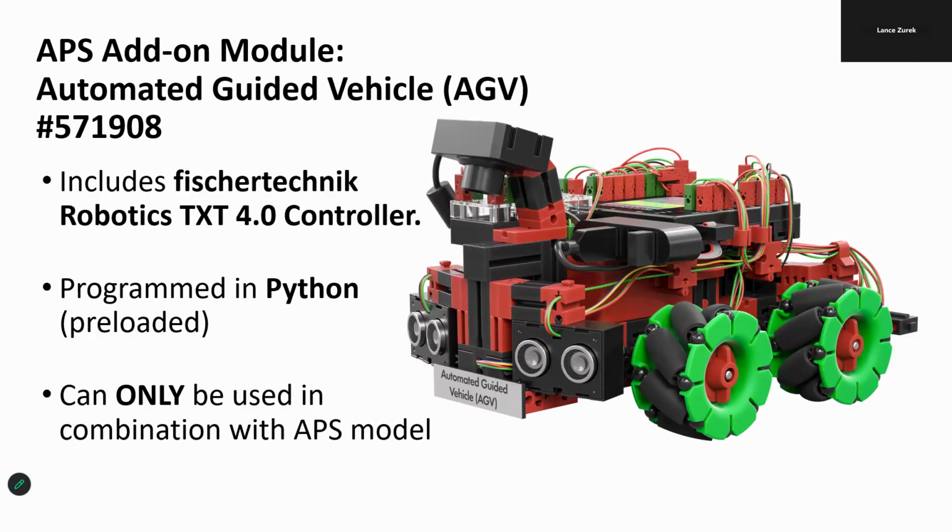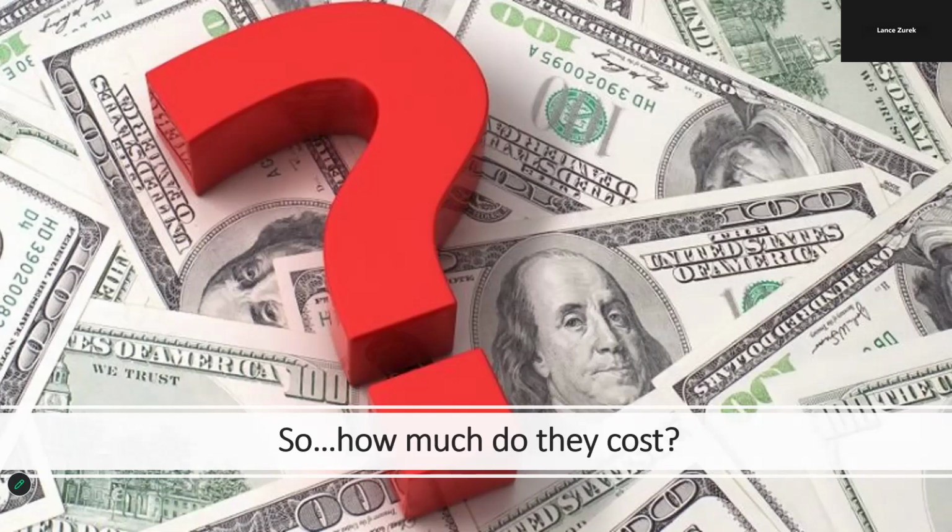The model ships with a pre-programmed fischertechnik Robotics TXT 4.0 controller and is the version included in the APS. Again, the programming is done in Python. Now, this, of course, can only be used in combination with the APS model, and it is not intended for use as a freestanding model. For those who need them, the dimensions are approximately 10 by 7 by 5.5 inches, and the AGV has a weight of approximately 3.15 pounds.